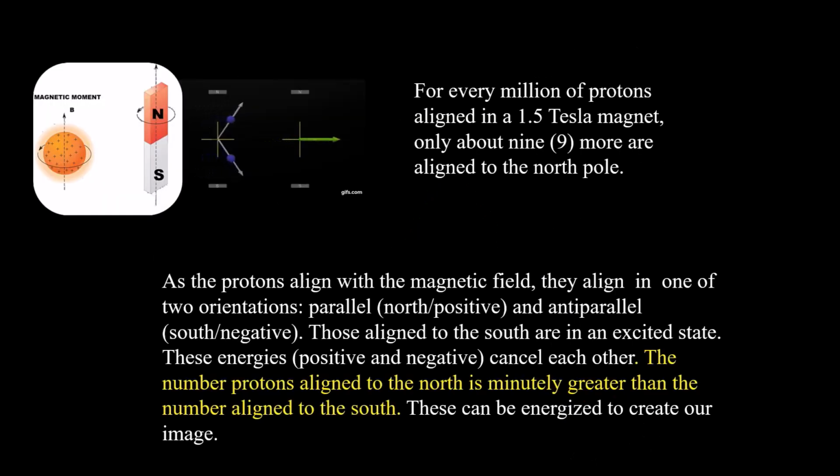As the protons align with the magnetic field, they align in one of the two orientations, parallel and anti-parallel, or either north and south. Those aligned to the south are in an excited state. Those that are exactly in the middle have no charge at all, and those that are going to the north are in a lower state of excitement, so they have less energy.